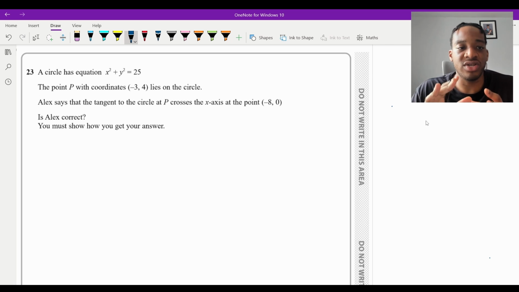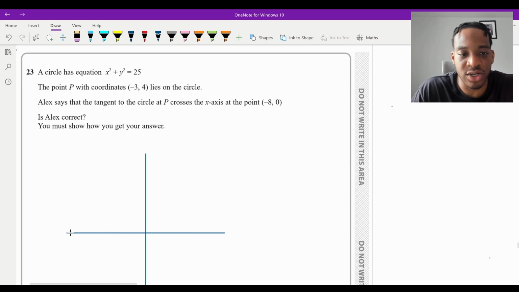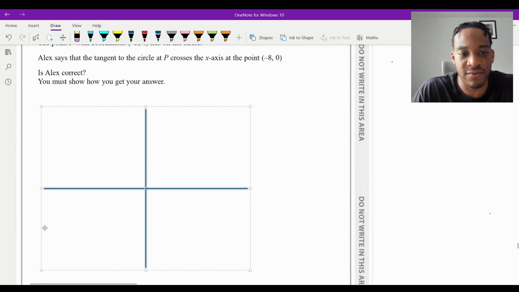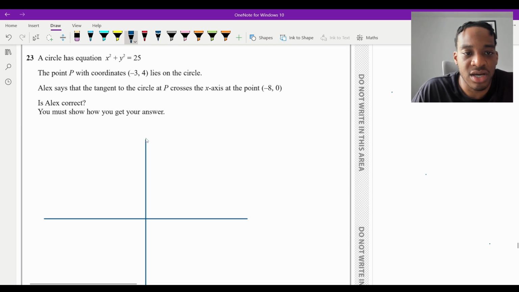Now, firstly, whenever you see this type of question, this is what we call the equation of a circle question, or what I call it anyway. What you want to do is visualize this. You want to draw a picture of what's going on. So firstly, I'm going to get x and y axes. It's going to be pretty much like this, essentially. Now I'm going to label this y, and label this x.